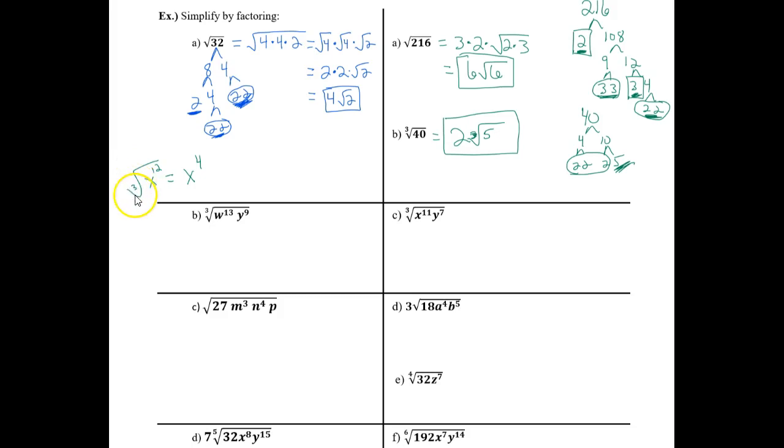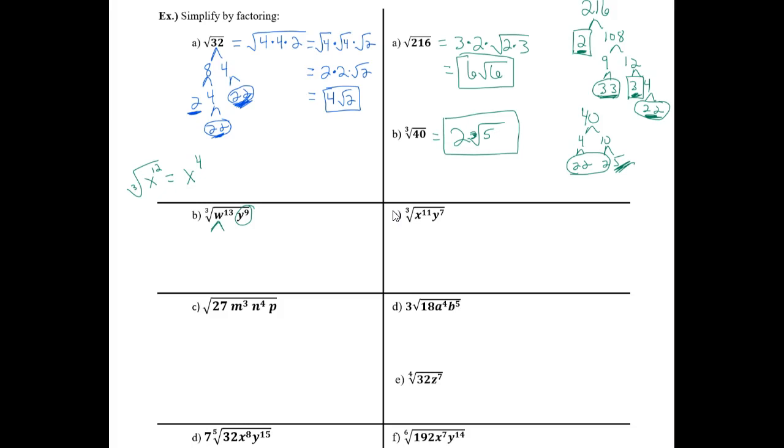So essentially this will only work if the 3 divides evenly into that 12, right? Whatever that index is, I need multiples of that number for it to divide evenly. Looking at this example here, we can see that 3 will not go into 13 evenly. 3 would go into 9 evenly. So y cubed is a perfect cube, and we can take that whole thing out. The w to the 13th, we can't take all of that out because it's not a perfect cube. But I can break this up.